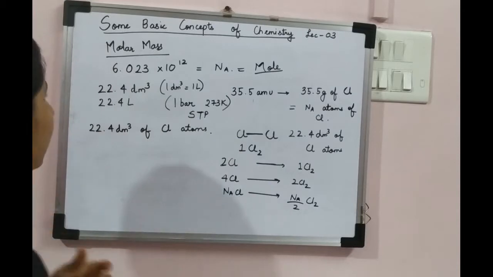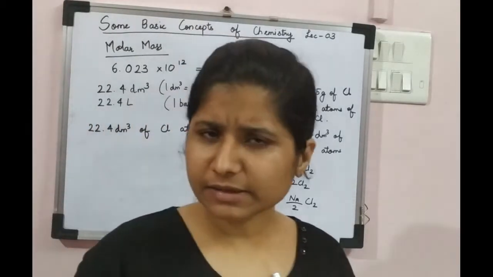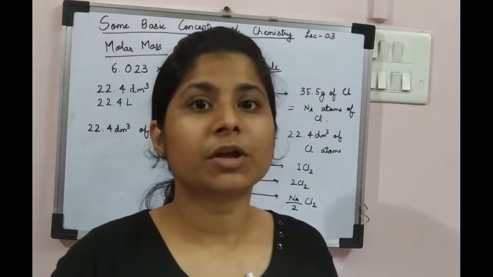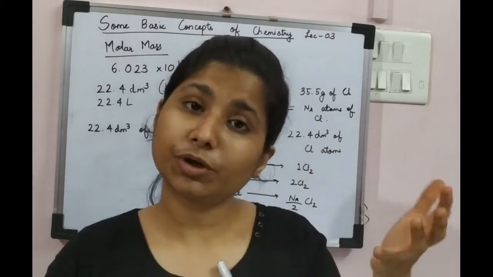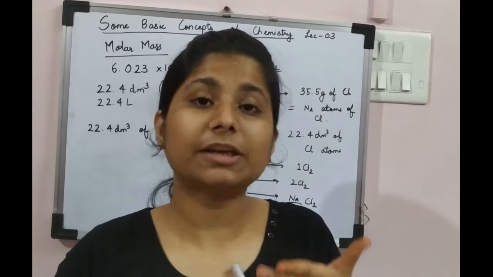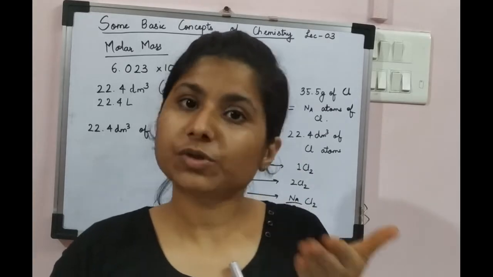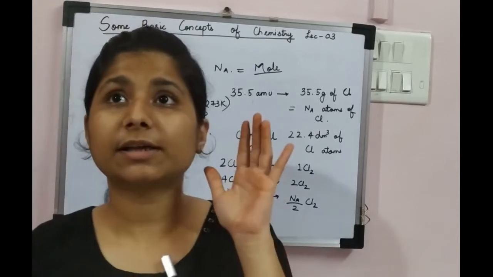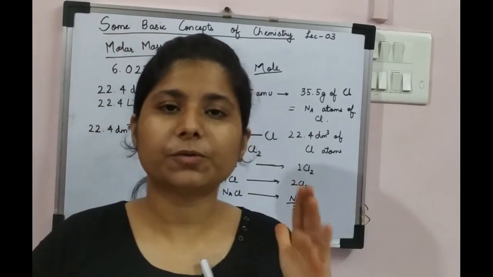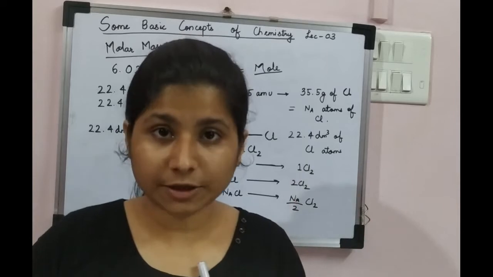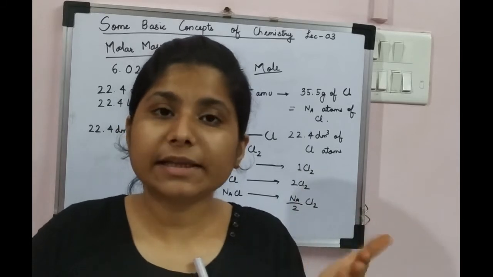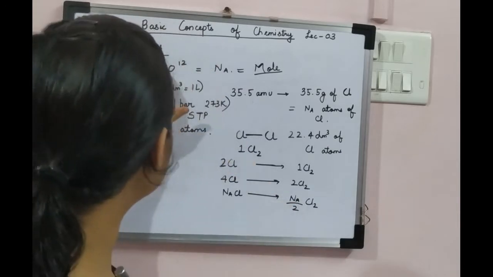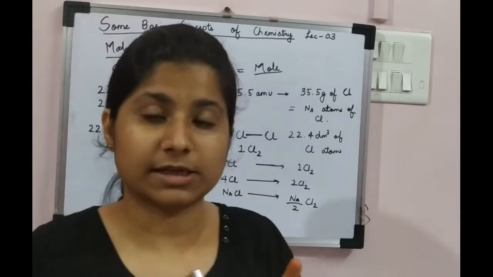Now inert gases do not combine to give us molecules. So if I take 6.023 into 10 to the power 23 atoms of neon, that will be 22.4 decimeter cube. If I take 6.023 into 10 to the power 23 atoms of helium, of krypton, any such inert gas, and I take these many atoms of that inert gas, what will I get?